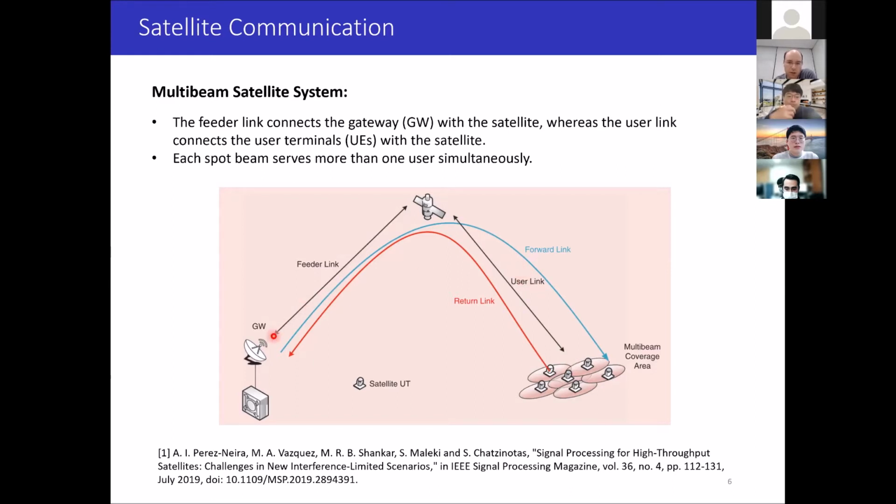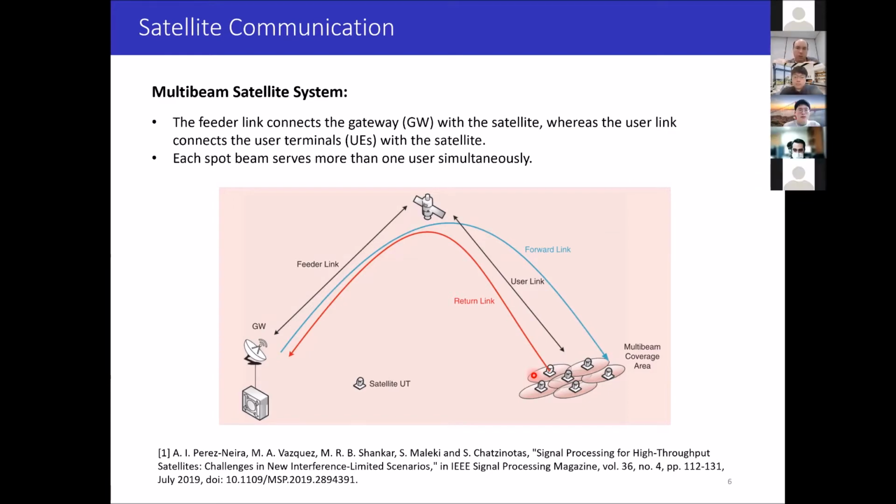And the concatenation of the feeder link and the user link is called the forward link, and the return is called the return link. And in each spot here, this is actually formed by a beam. This circle is formed by a beam and a satellite. So you have multiple of those spots, multiple of those beams. And in each beam, you have multiple users that are served simultaneously.